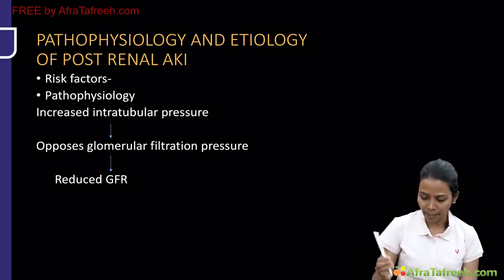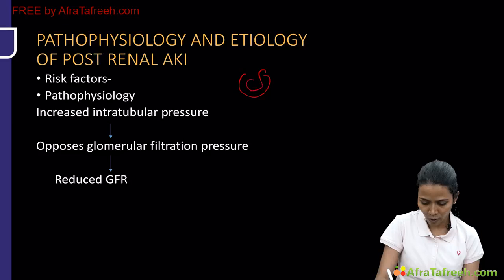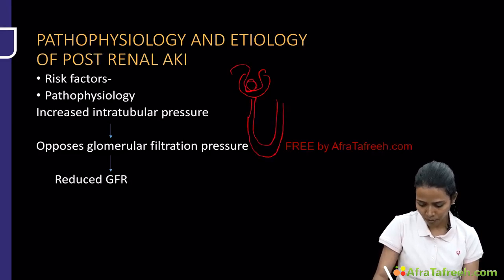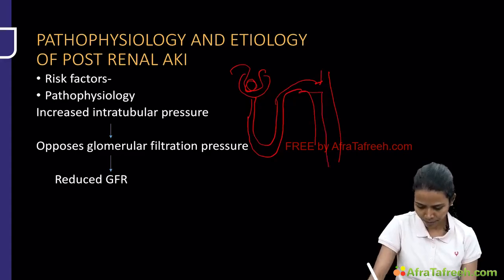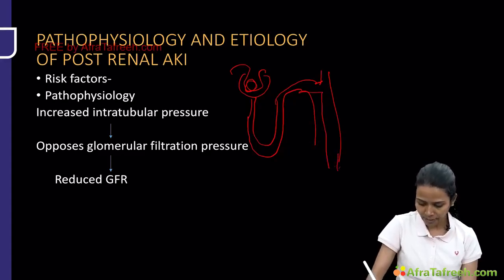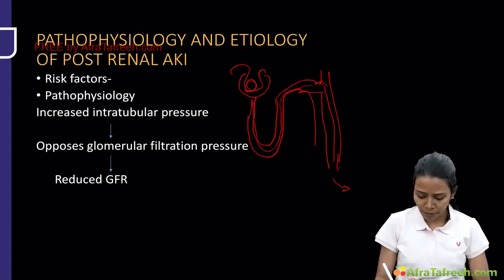So what is going to happen if this is the glomerulus and this is the tubule, loop of Henle, distal tubule and collecting duct. And collecting duct, right? Now what is going to happen? The urine flow is going to be blocked. There's going to be increased pressure in the tubule.